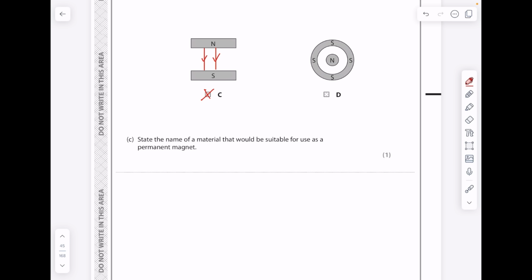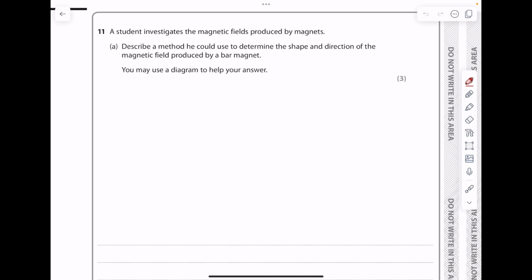State the name of a material that would be suitable for use as a permanent magnet. We need a hard magnetic material such as steel. A student investigates the magnetic fields produced by magnets. Describe a method he could use to determine the shape and direction of the magnetic field produced by a bar magnet. You may use a diagram to help your answer.